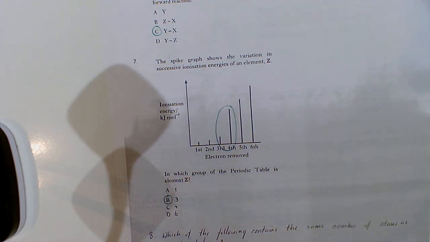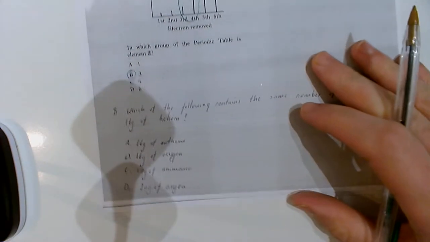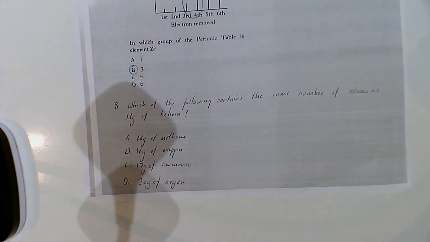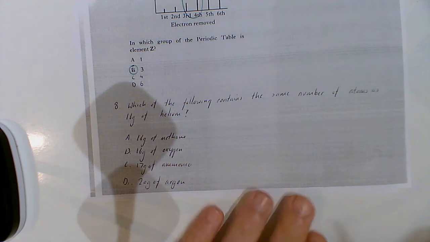When the jump occurs between 3 and 4, elements in group 3. If the jump were to occur between 1 and 2, the element would be group 1. If it occurred between 5 and 6, it would be in group 5. Question 8 is definitely an A-type question. I've got it handwritten. Your sheet should have it written nicely for you to look at.